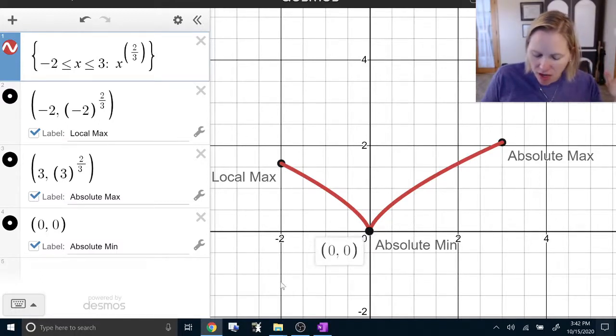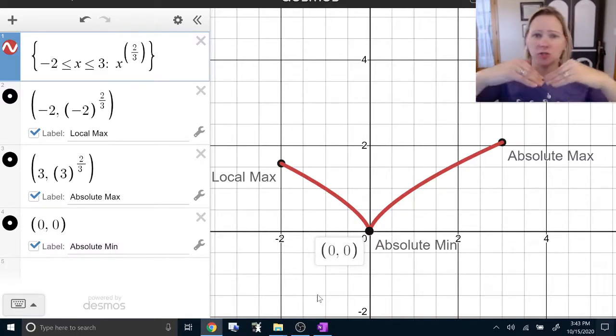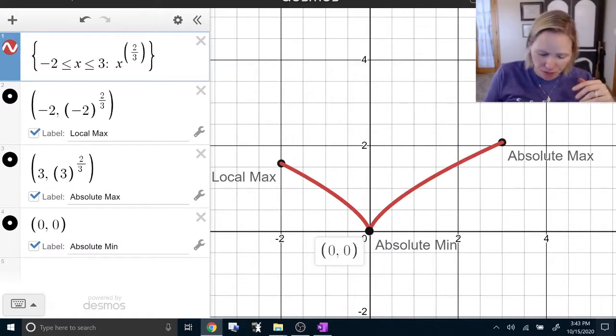And then, of course, our absolute minimum, we can see it is, in fact, a cusp, and we know that the derivative doesn't exist there. So remember, mins and maxes can happen where the derivative is 0, somewhere in the middle. It can happen where the derivative is undefined, like a cusp or a sharp corner. It can also happen at an endpoint. So hopefully this is a good little illustration for you.